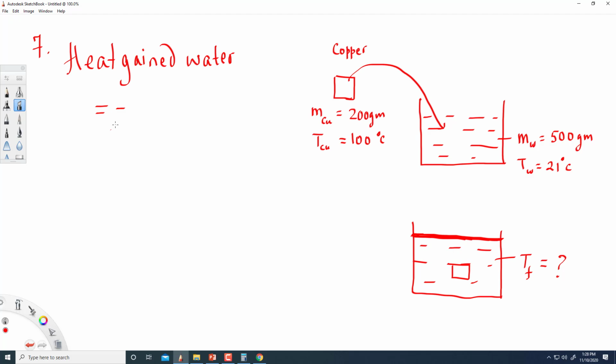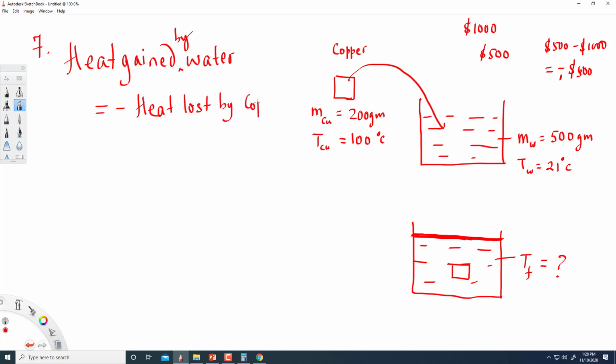Like if you have $1,000 to begin with, if you lose $500, so your final amount is 500, initial amount is $1,000, so change is minus 500. So this minus means you lost something. Okay, so whenever you say loss, you need to put a minus sign. So that means heat gained by water is equal to negative of heat lost by copper. That's the basic principle.